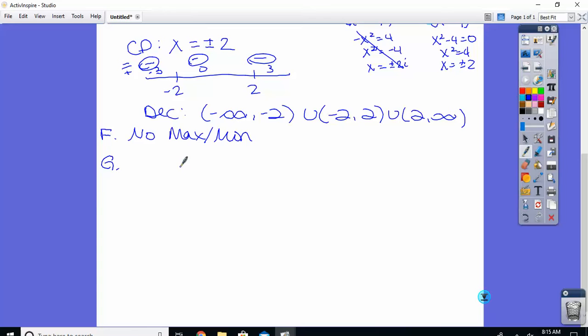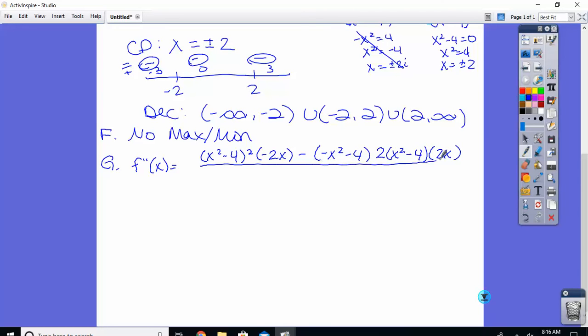Okay, G was the concavity, so we have to do our second derivative. So that's the low, D high, minus the high, D low. So the derivative of the bottom, the 2 comes down, inside stays the same, subtract 1, so that's the first, times the derivative of the inside, over the low squared. Is everybody with me?